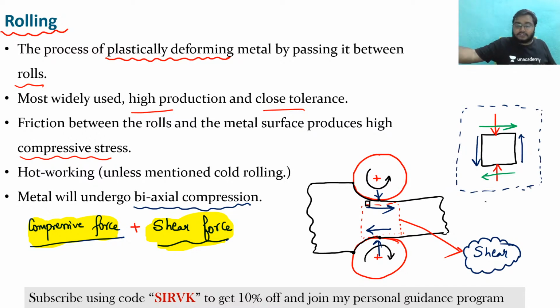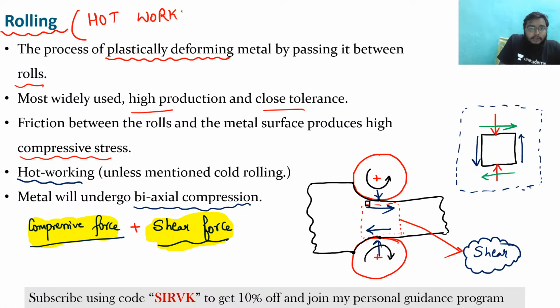This is the state of stress in a rolling operation. Any doubts in these kinds of things? Hot working: unless mentioned otherwise, assume that hot working is there. I am telling you again, assume that a rolling operation is always a hot working process.